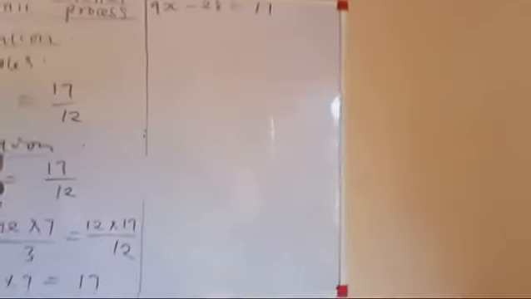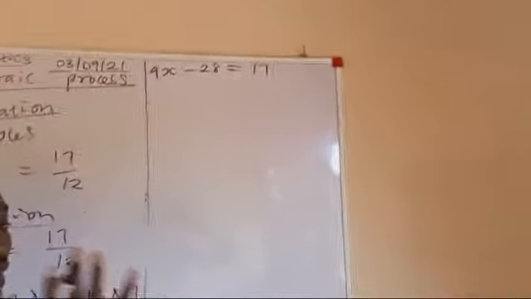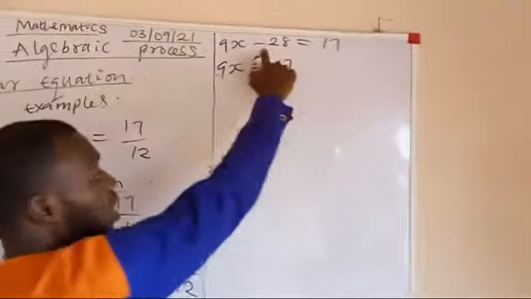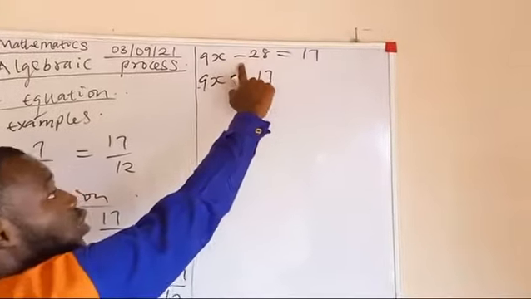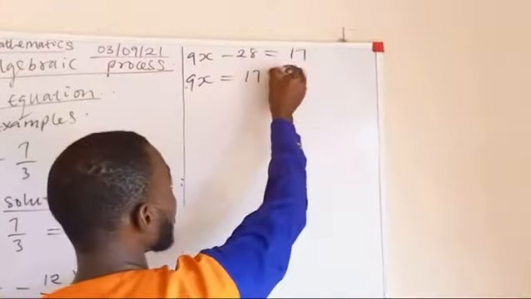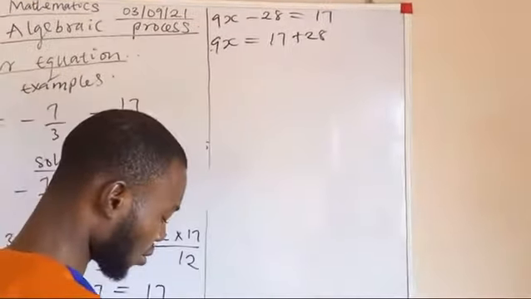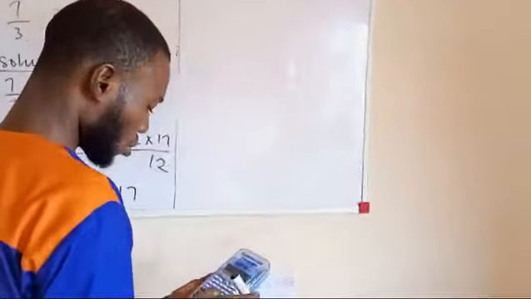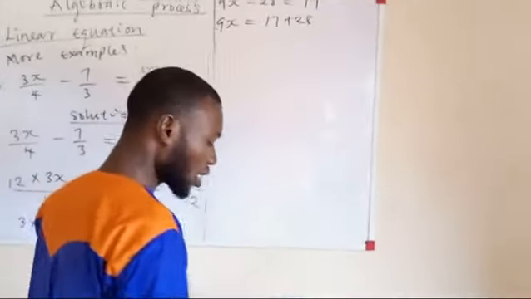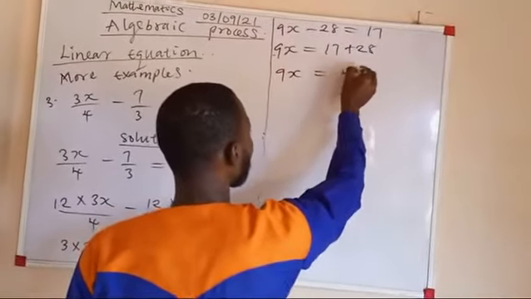So it's now left for us to collect the like terms. We group the unknown and the constant terms. So we have 9x is equal to 17. Remember, this one is a negative sign and it will cross the sign of equality. That means it's going to change and turn to positive plus 28. So 28 plus 17 will now give us 45, so we'll be having 9x is equal to 45.